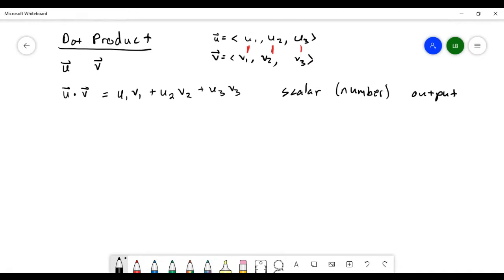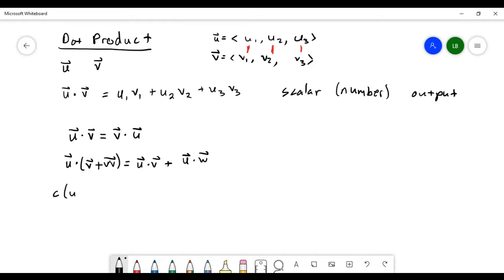There are a couple of properties of the dot product that are helpful. First off, it is commutative, and that means that we can switch the order. Say that u dot v is equal to v dot u. It is also distributive. So u dot (v plus w), that's what I mean, is equal to u dot v plus u dot w.